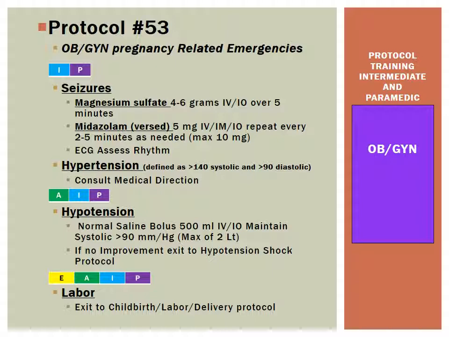For our advanced through paramedic providers, for a hypotensive pregnant patient, we need to ensure that the patient is lying in the left lateral position. And if they are and they still are hypotensive, we will administer normal saline boluses at 500 milliliters IV-IO to maintain a systolic blood pressure greater than 90 millimeters of mercury to a max of 2 liters. If no improvement, we're going to exit to the hypotension and shock protocol and treat appropriately. Now, for all provider levels, labor, we're going to exit to childbirth, labor, and delivery.